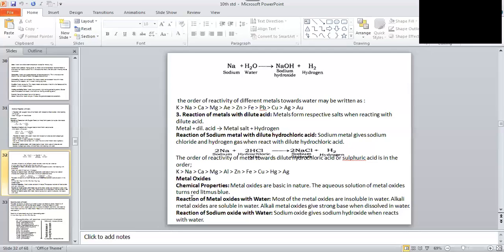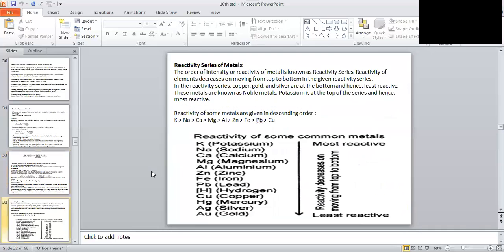So, reaction of metal oxide with water. Most of the metal oxides are insoluble in water, meaning they are not reactive. But alkali metal oxides are soluble in water, and alkali metal oxides give a strong base when dissolved in water. Here the reaction of sodium oxide with water is given, that we will study. So sodium oxide reacts with water and gives sodium hydroxide.